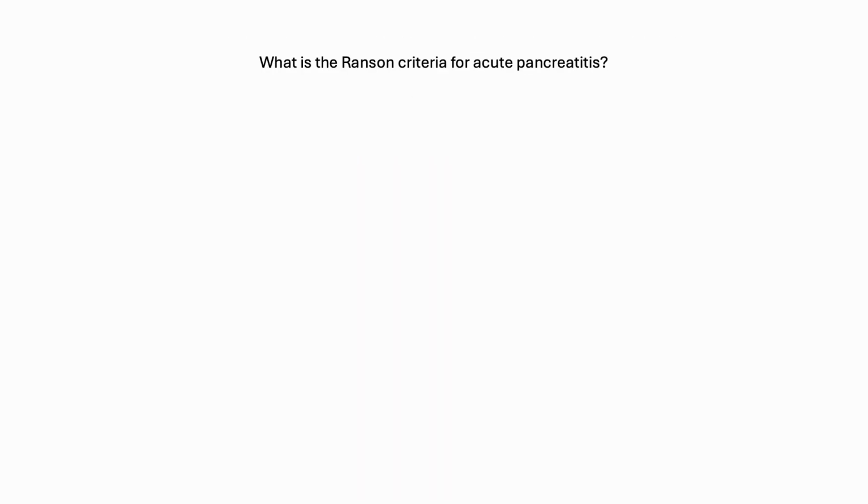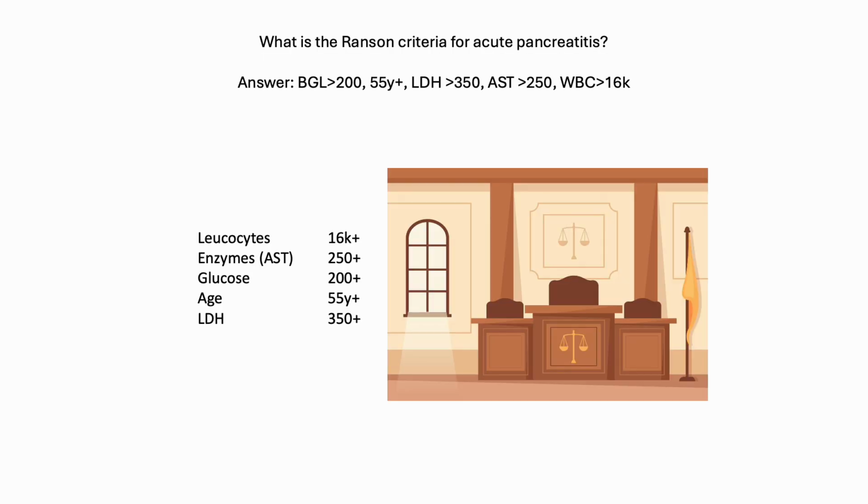What are Ranson's criteria for acute pancreatitis? So I just think of Ranson's criteria, I remember the mnemonic LEGAL. L for leukocytes, E for enzymes, specifically AST, G for glucose, A for age, and L for LDH. So here we're going leukocytes higher than 16,000, AST higher than 250, glucose higher than 200, age higher than 55, and LDH higher than 350. So just remember, Ranson's criteria is used for acute pancreatitis to quantify how sick these patients are and their acuity level.